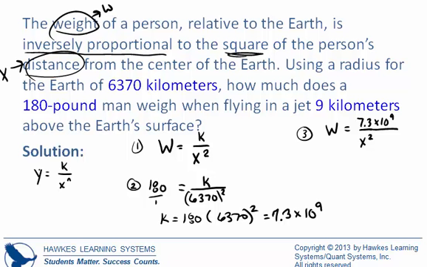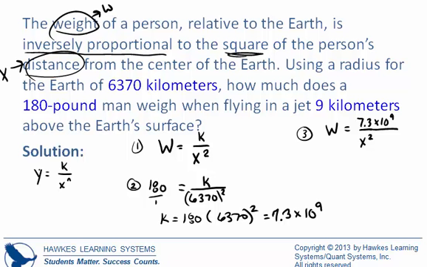Now, the question that we are being asked to find is how much does this man weigh if he's flying in a jet 9 kilometers above the Earth's surface? So we're going to be looking for the W. We need to know how much does he weigh. And he'll weigh something different than what he weighs on the Earth because he is flying in a jet 9 kilometers above the Earth's surface, and you have the gravity acting upon his mass. So we are going to look for the W, which means we need to know what to plug in for the X. So what is his distance?